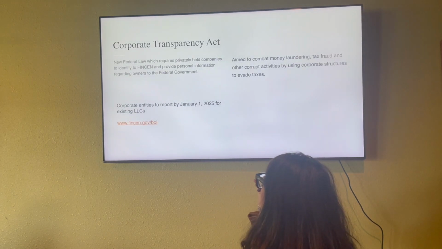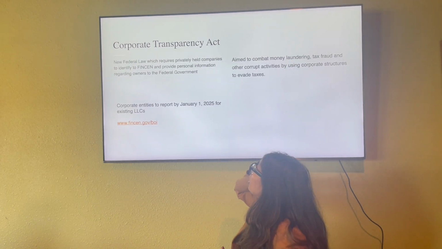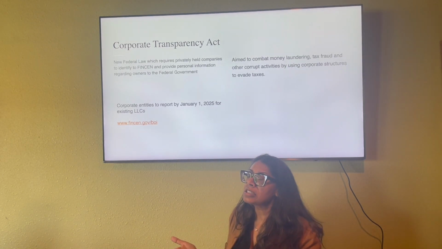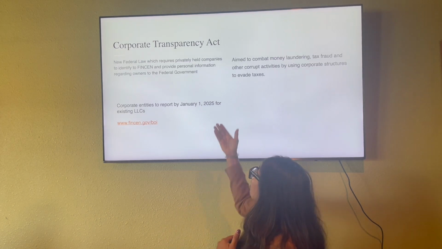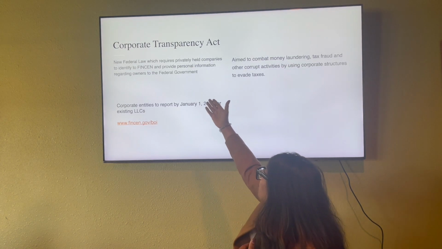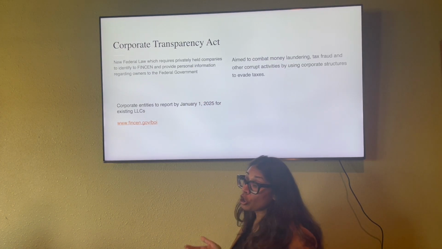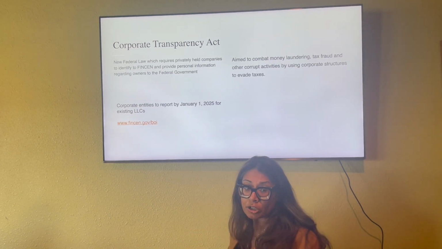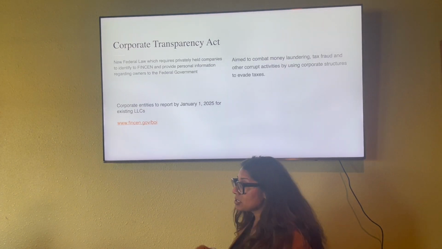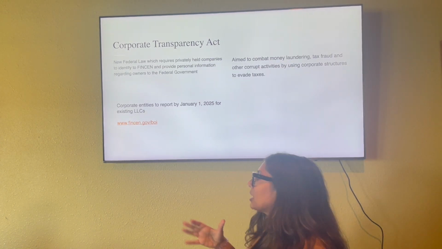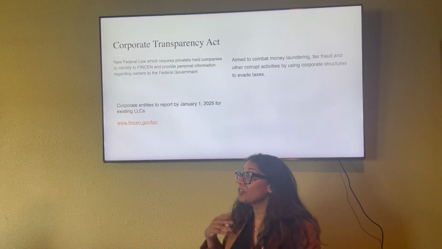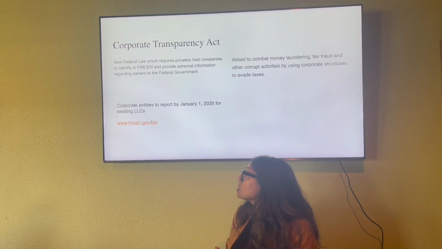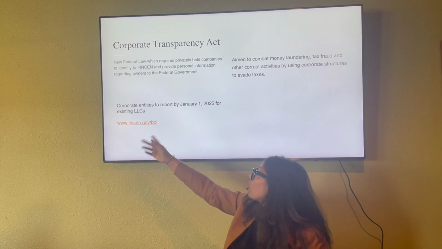The Corporate Transparency Act. So this is a new federal law where, when we have LLCs, a lot of times people don't know who the true owner of that entity is. But now they want privately held companies to identify who the owners are. And a lot of it is to combat money laundering, tax fraud, corrupt activities, because a lot of times people create these LLCs to evade taxes. So now corporate entities have to report by January 2025 if you're an existing LLC. If you're a new LLC that gets formed, you have to report immediately. And this is the website, if anyone wants more information on it.